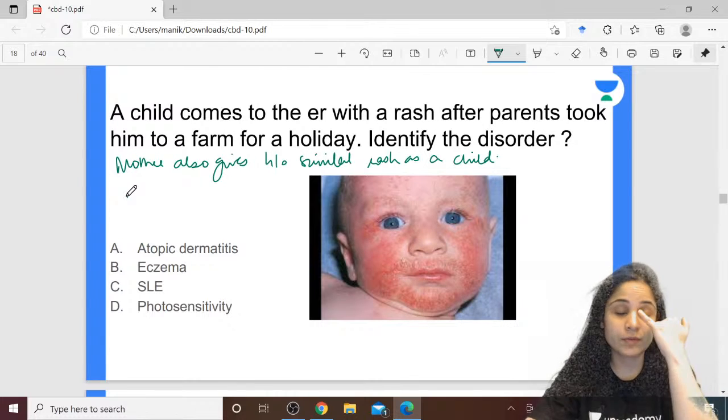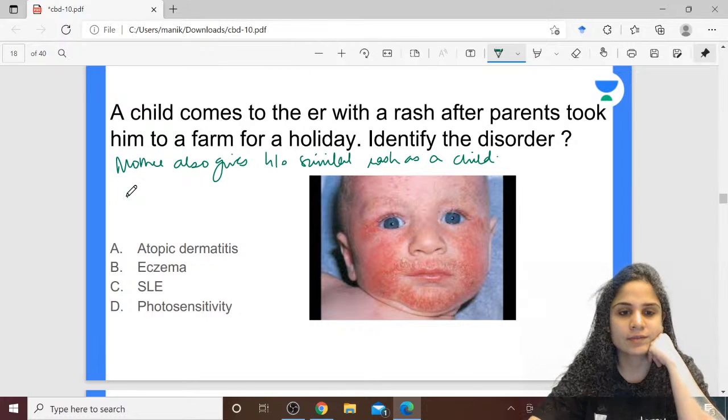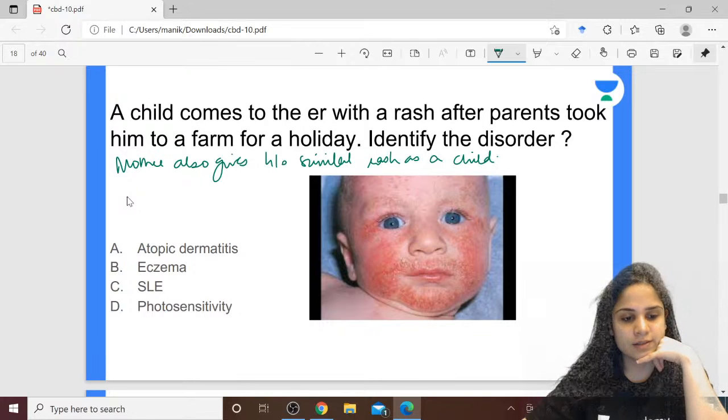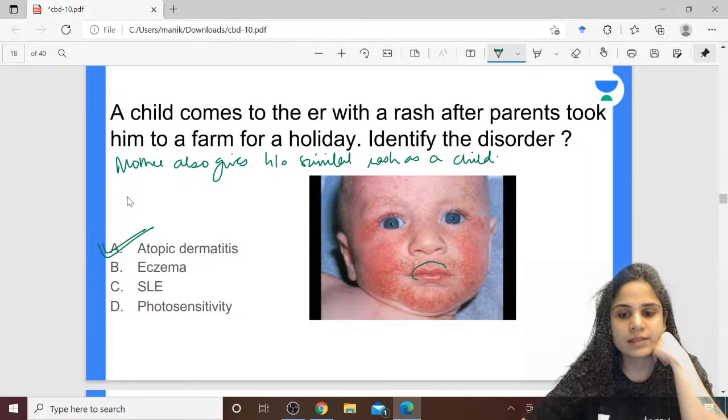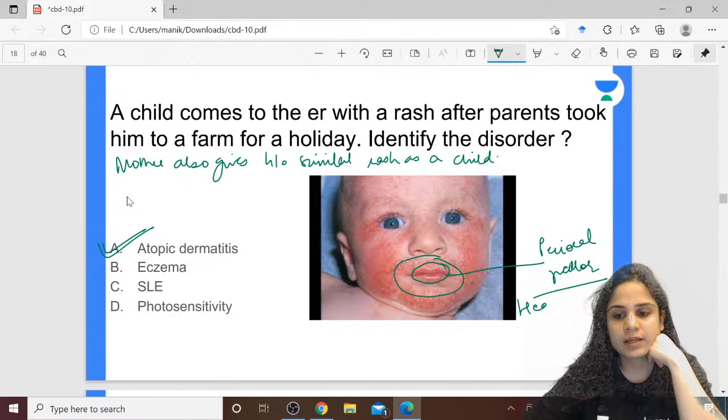First of all, what is the name of the sign that you guys can see in this case? There is a peculiar sign that you see in this case. There is a rash, correct? What is the name of the rash? Yes, all of you are right. The answer is atopic dermatitis. So you are seeing perioral pallor. Can you see over here perioral pallor? What is the name of that sign of perioral pallor? Very good, Afsha. So that is called as headlight sign.